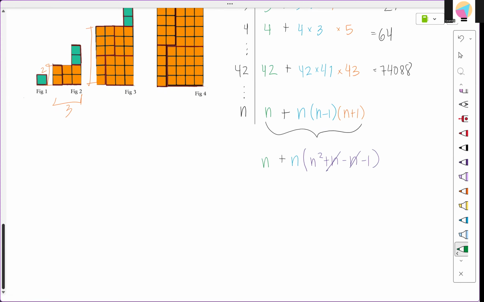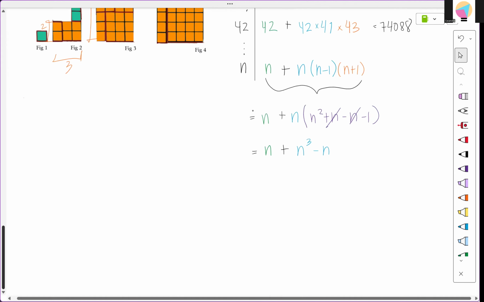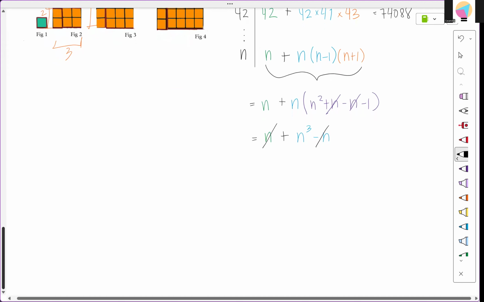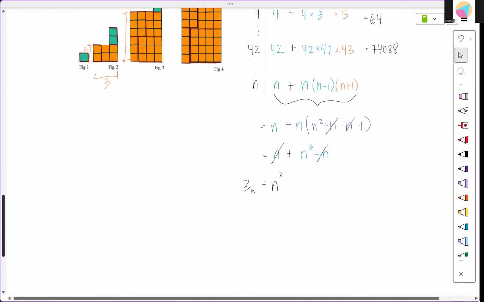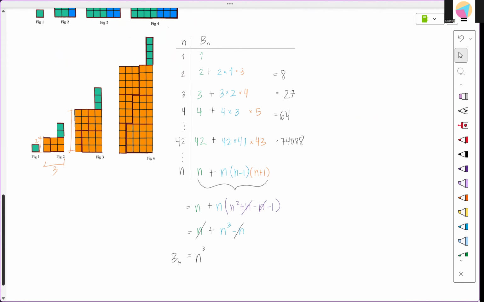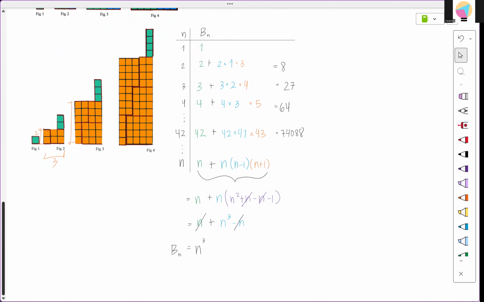Okay, coming down, I still have this green n just sitting there waiting because the order of operations says I need to do all of my multiplying before we add. So expanding this bracket, now I have n times n squared, which is n cubed. And I have n times negative 1, which is minus n. I should have equal signs here. And then continuing further to simplify, n minus n is nothing. And in the end, I just get the rule that the number of blocks in the nth figure is n cubed. And like that is the end. I have found the formula.